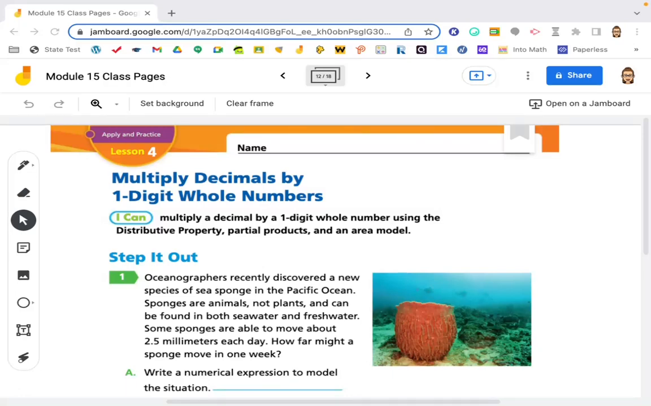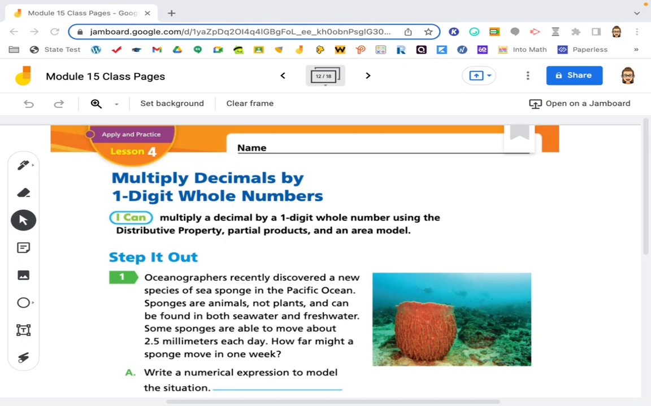Hello, my mathematicians. Today we're looking at Module 14, or 15, Lesson 4, which is all about multiplying decimals by one-digit whole numbers. Hopefully by the end of this lesson, you'll be able to multiply a decimal by a one-digit whole number using the distributive property, partial products, and an area model.